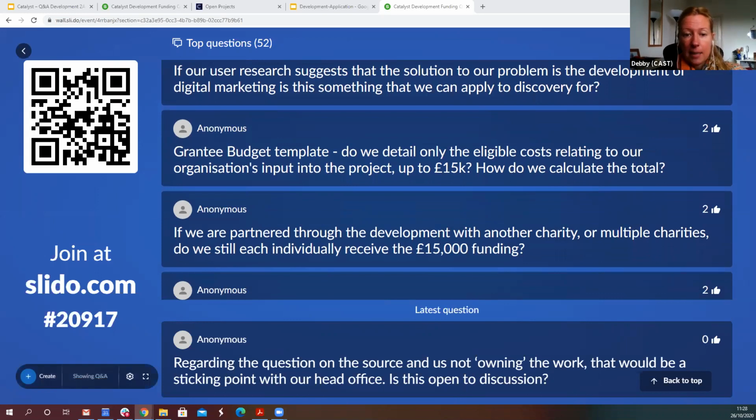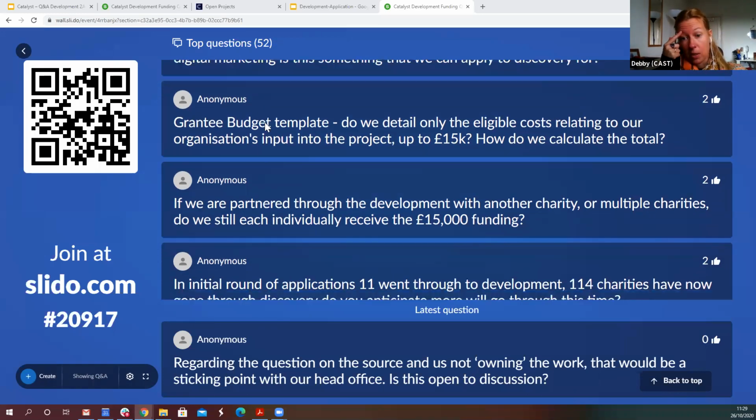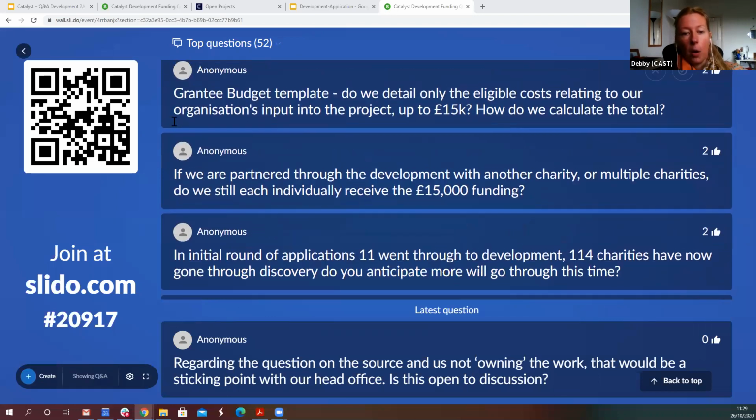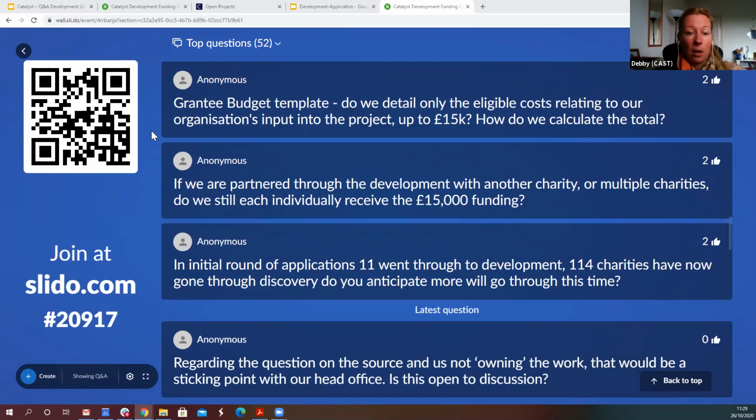Grantee budget template. Do we detail only the eligible costs relating to our organization's inputs? Yes. So for some of you, you might not have worked on a digital project before and developed a prototype or a minimum viable product. So you definitely need somebody to manage, to lead this for the 10 weeks.